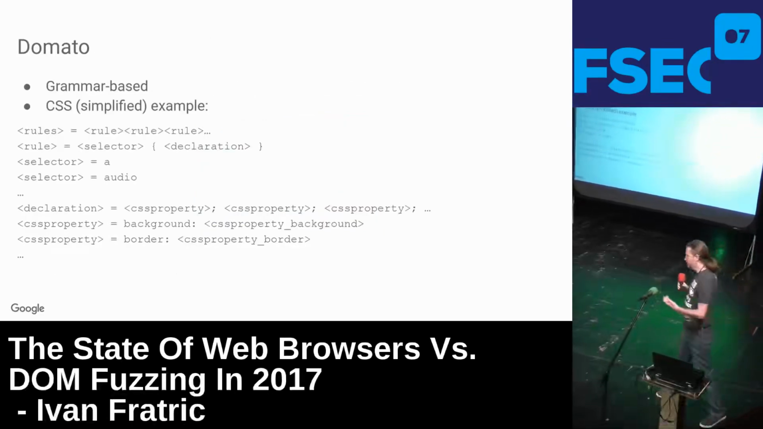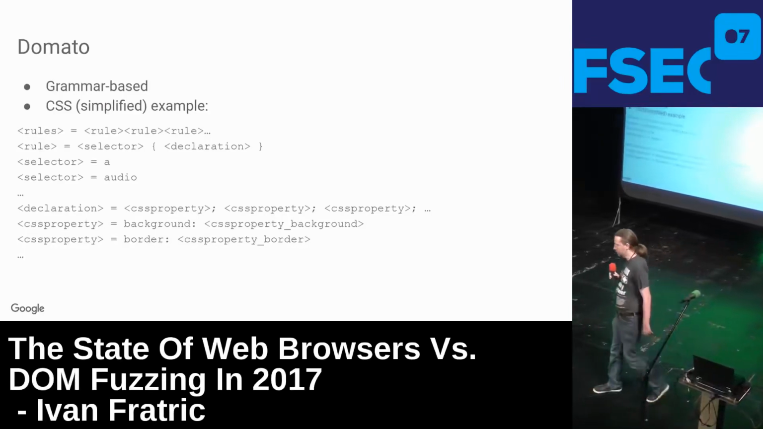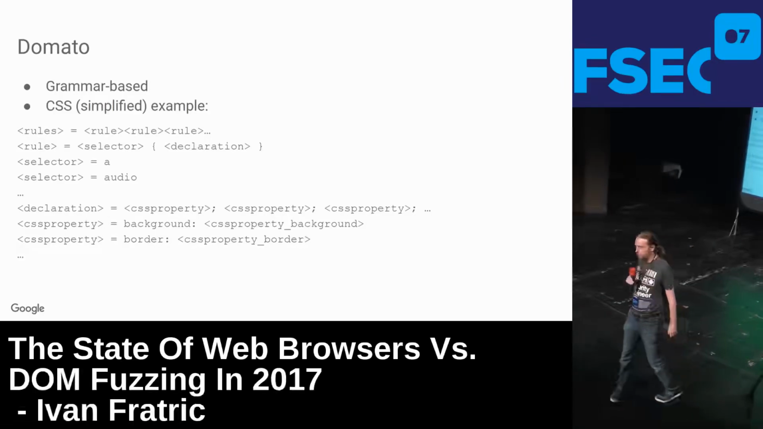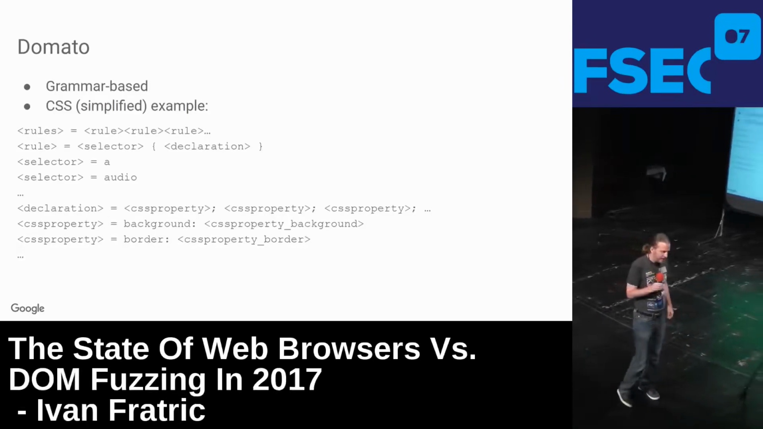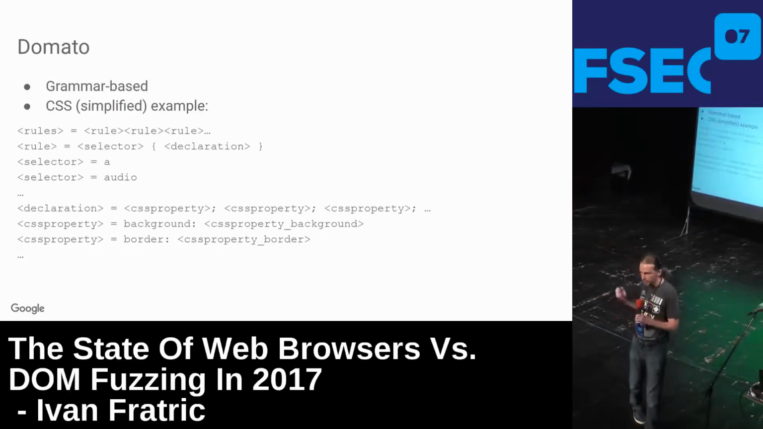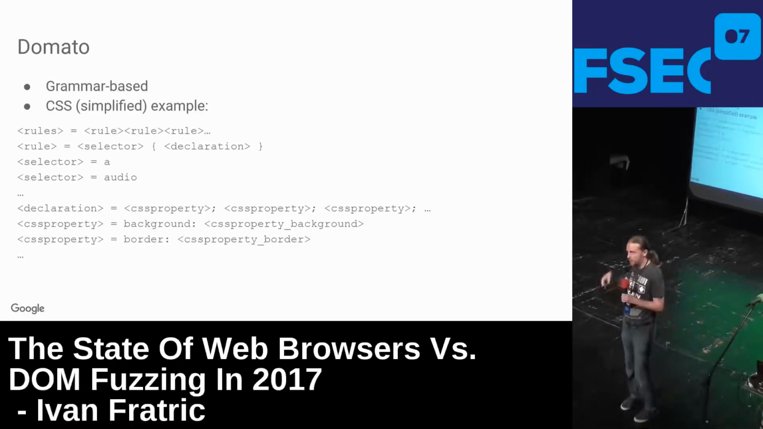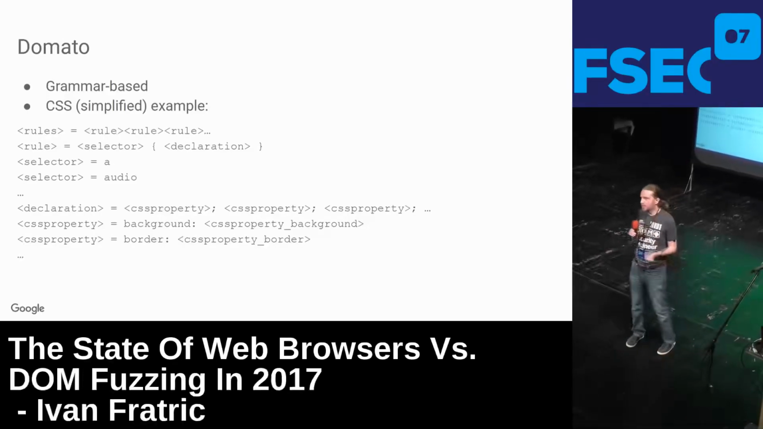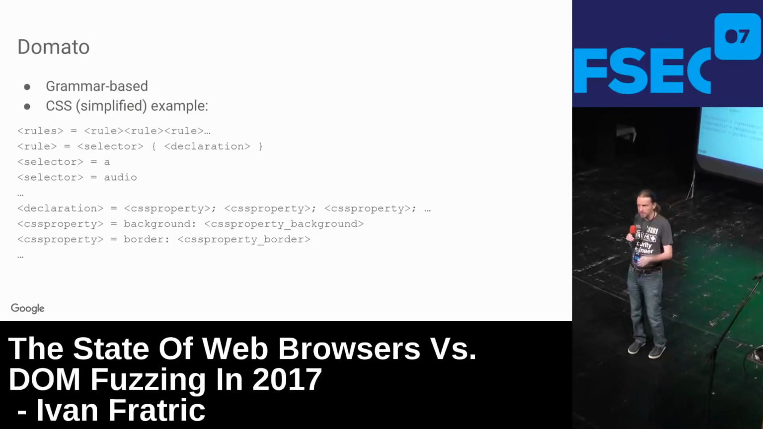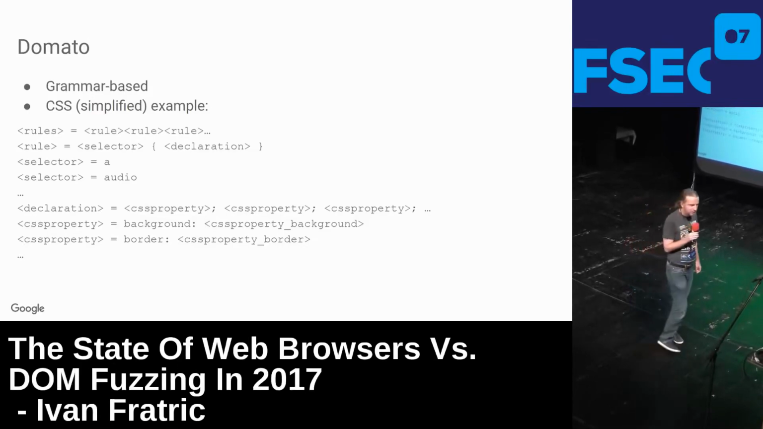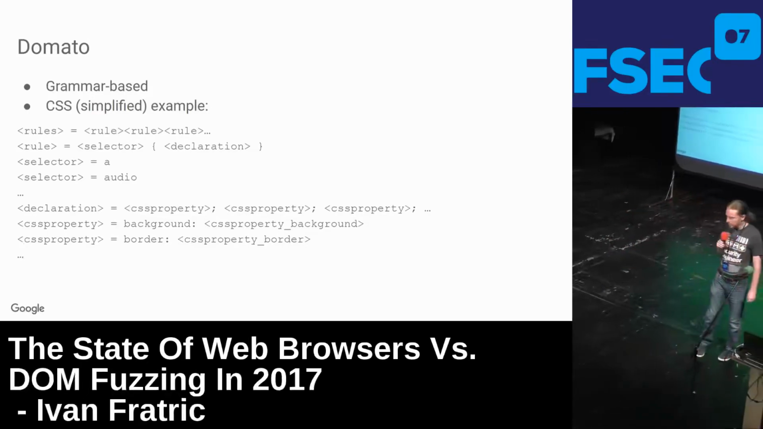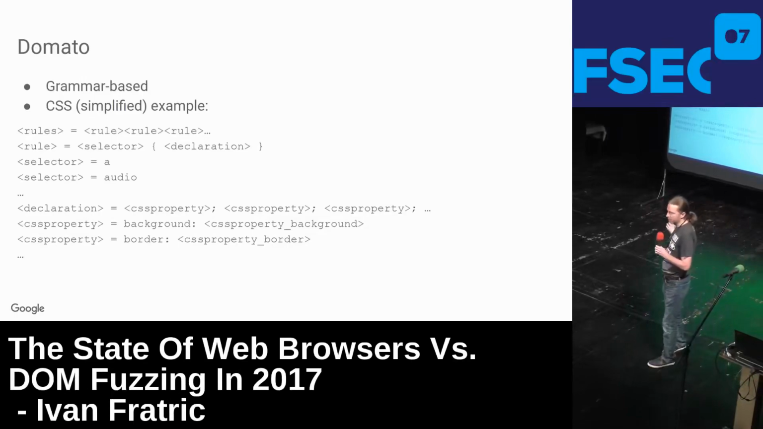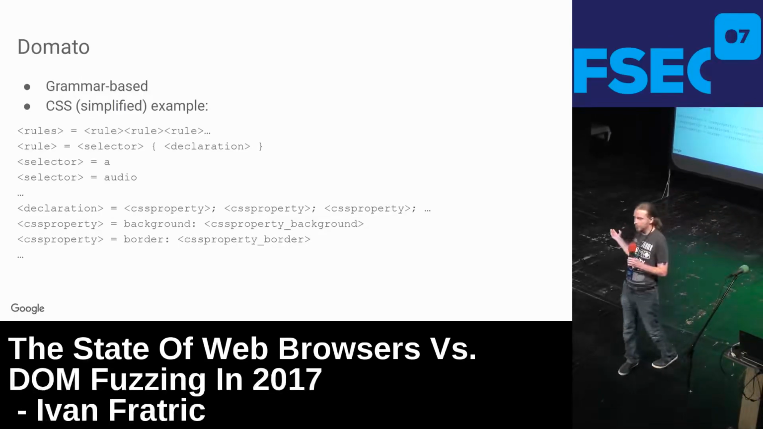So for this project, for this piece of research, I created a new fuzzer, which we call Domato. And it is generation based, which means that it always generates a new sample from scratch. And it is also grammar-based, which means that it generates the sample based on a set of grammars. So here you have a small, simplified example of a CSS grammar that generates CSS code.